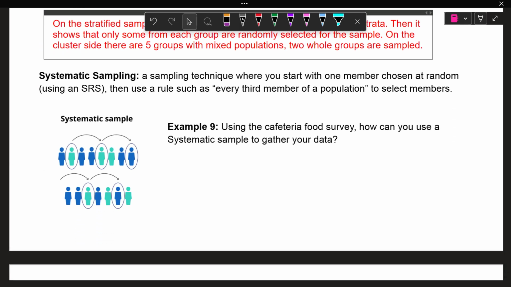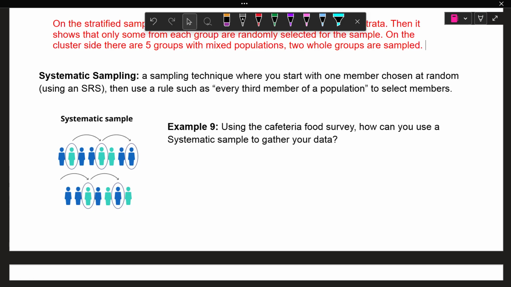Next one is stratified, or sorry, systematic. A systematic is a system, has a rule. You start with 1 member chosen at random using an SRS from a population, and then you use a rule such as every 3rd member, every 5th member, every 10th member to select members, so every so often. If you've flown, a very good example is the TSA screening. Maybe they'll take every 10th person and they'll wand them or send them to the body scanner or whatever.